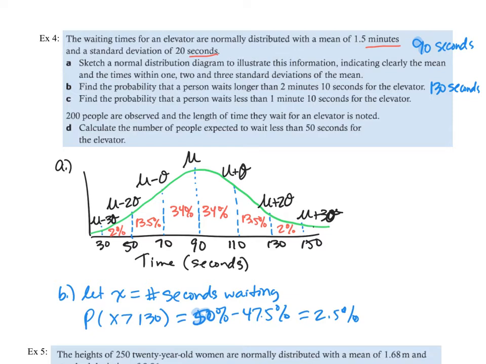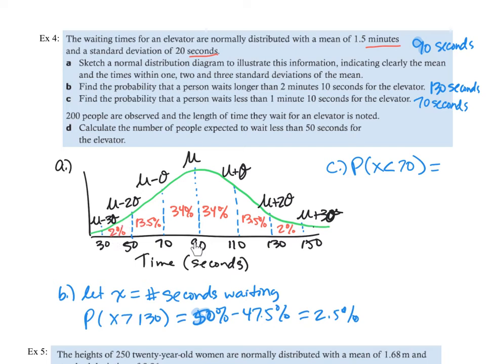Then letter C says, find the probability that a person waits less than 1 minute and 10 seconds for the elevator. So 1 minute and 10 seconds, that's 60 seconds plus 10 seconds. So that would be 70 seconds. Okay, so for letter C, let's find the probability that a person, remember X was the time a person waits for the elevator, that X is less than 70 seconds. Okay, so if you take a look at the graph, we're going to find out what this area represents, to the left of 70 seconds.